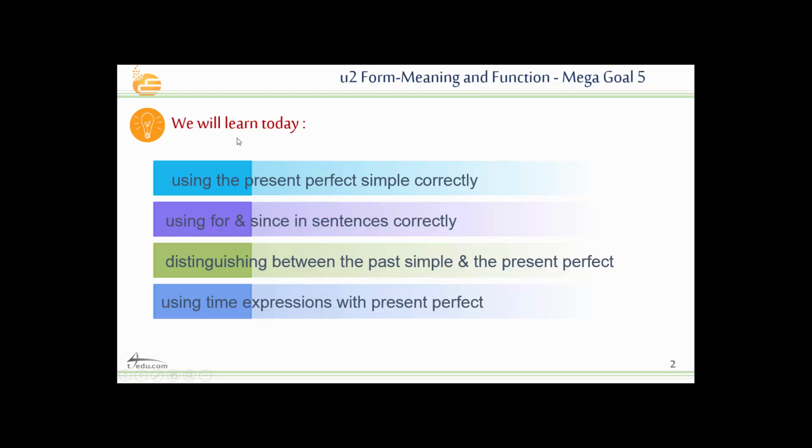What are the objectives of our lesson? We will learn today using the present perfect simple correctly. So we'll deal with the present perfect simple tense. Then using for and since with the present perfect simple tense correctly, and distinguishing between the use of past simple and present perfect, when we use past simple and when we use the present perfect, and using time expressions with present perfect. What are the time expressions that come with present perfect simple? Sometimes they are clues to the present perfect simple.